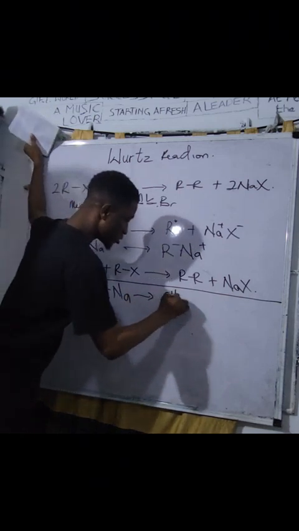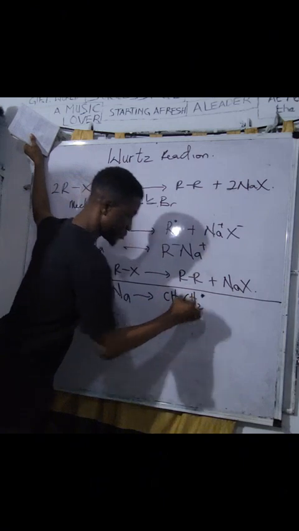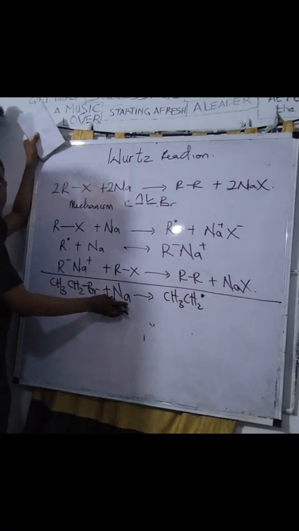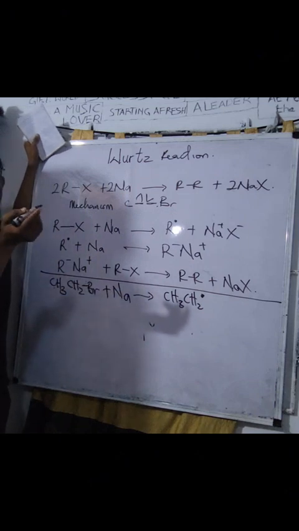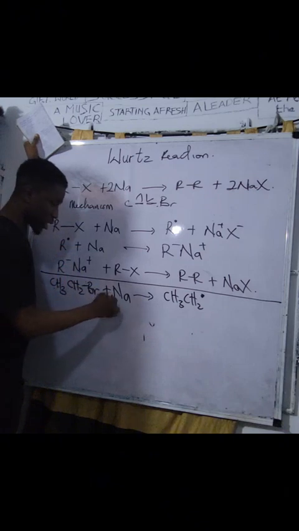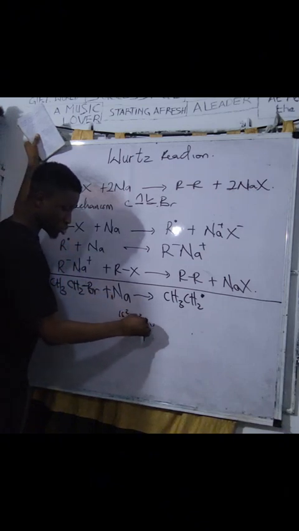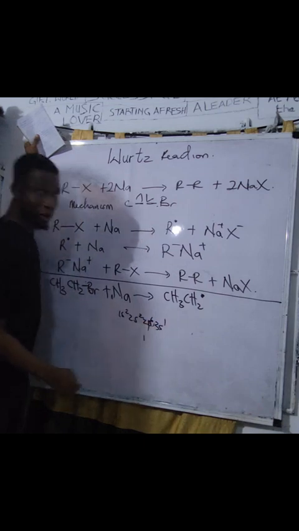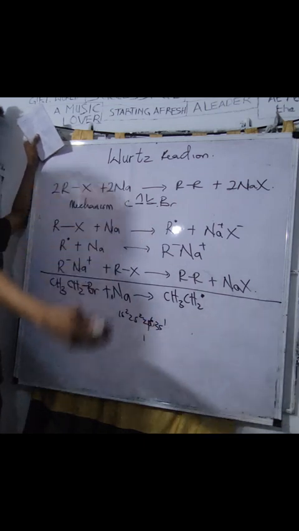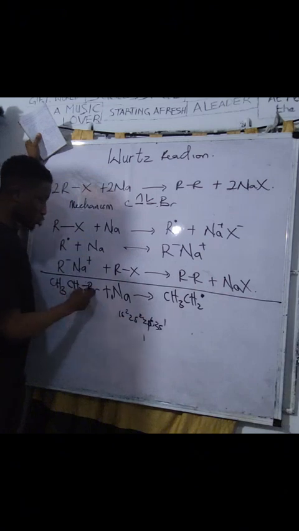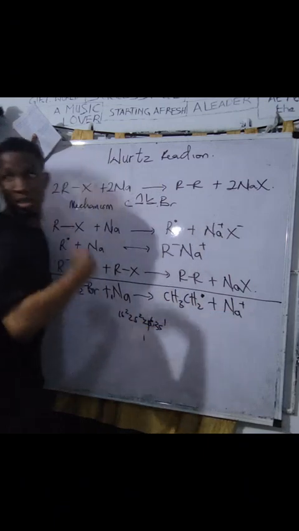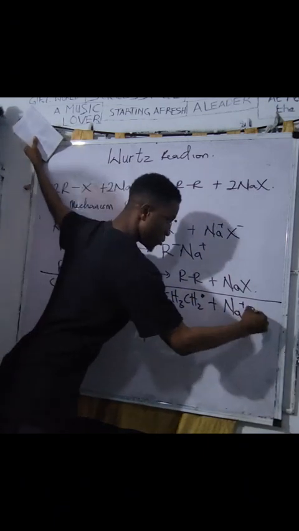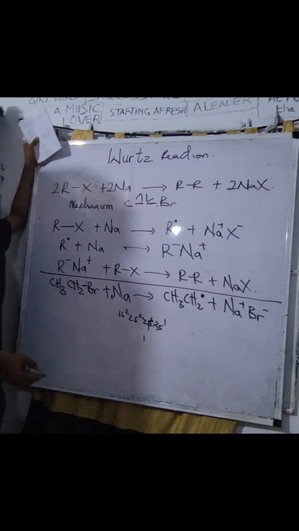So we have CH3CH2 radical. But because sodium is here, if you check, sodium has one electron in the outermost shell. Sodium usually has one electron in the outermost shell. That's why sodium is 11, that's 1s2, 2s2, 2p6, 3s1. So they have one electron in the outermost shell, so they are willing to give out that one electron. So it will now give that one electron to bromine, which would now make them Na plus. When it loses an electron, it becomes plus. Then bromine is now Br minus.